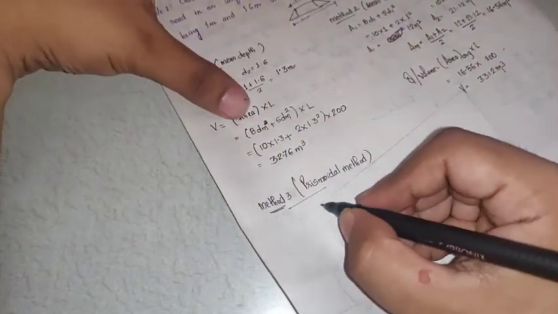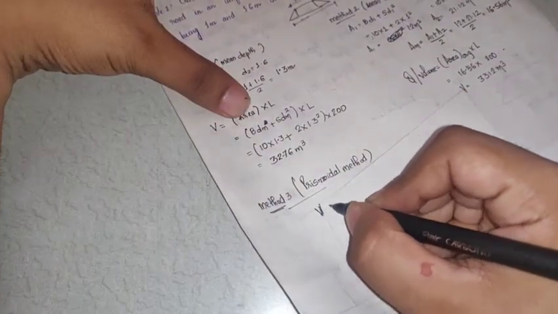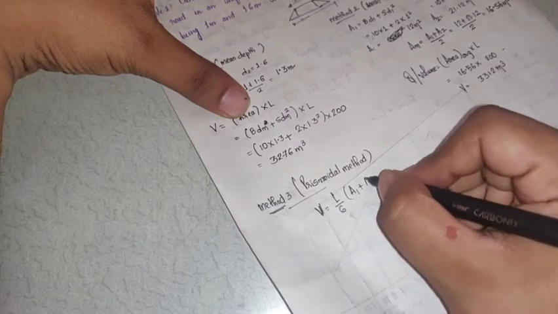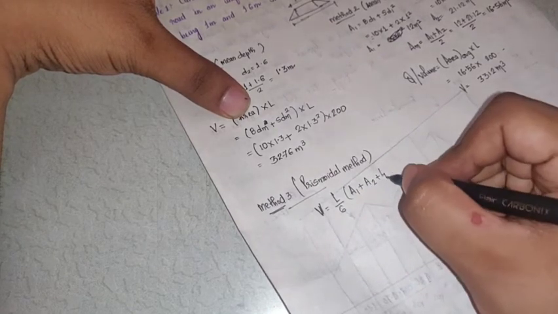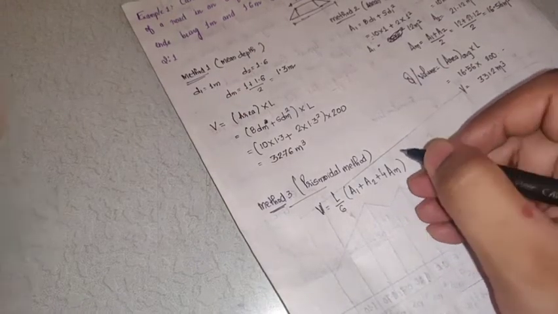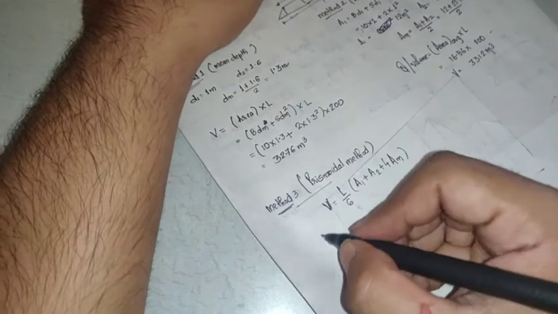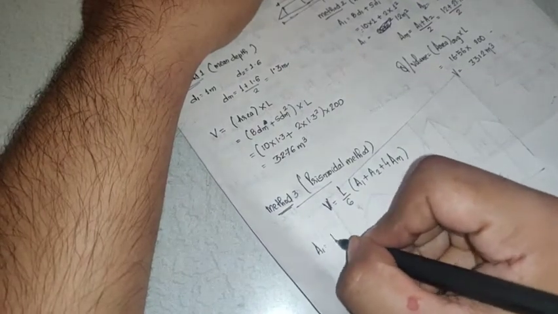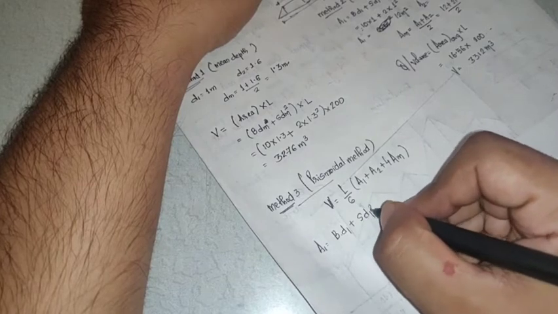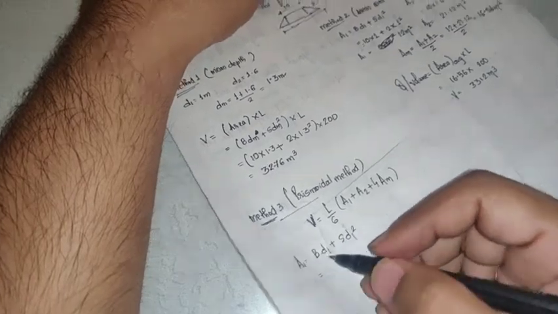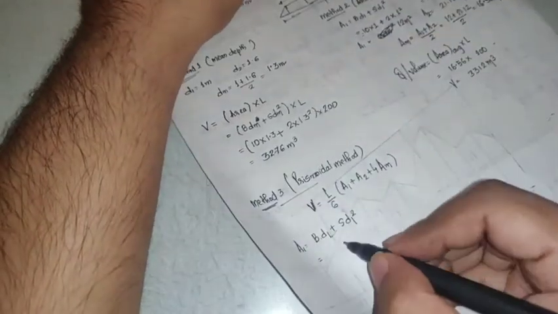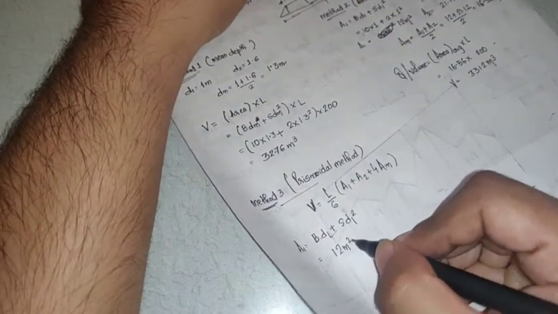So in the prismoidal method, what we do? We know the formula for volume calculation for prismoidal. It is L by 6 into (A1 plus A2 plus 4 times mean area). Now we know what A1 is. A1 is B into D1 plus S D1 square. We already did this, and we are getting 12 meter square.